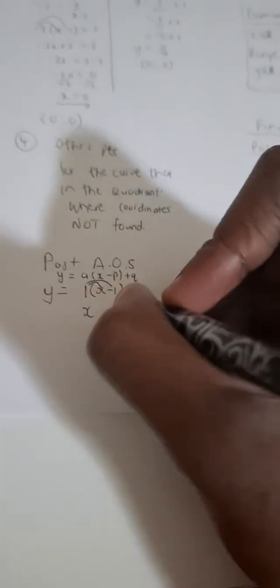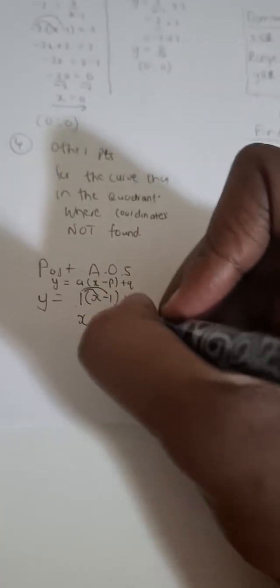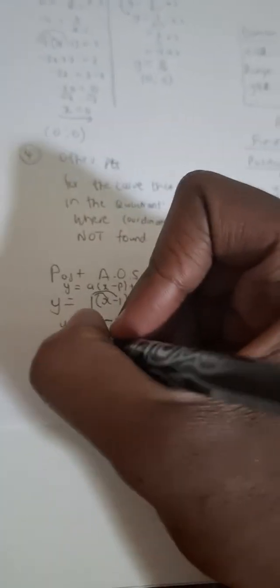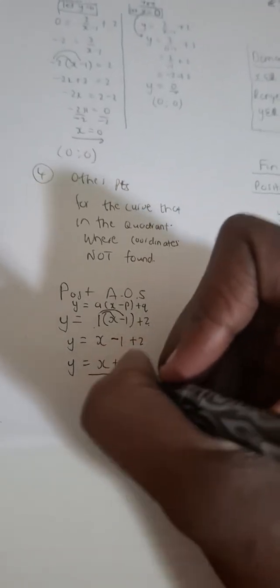And all you do is you apply the distributive law. 1 times x, so you can remove the bracket, is x. 1 times negative 1 is negative 1. Then you have the plus 2 that you need to add. So our final answer for the equation is x is equal to plus 1.